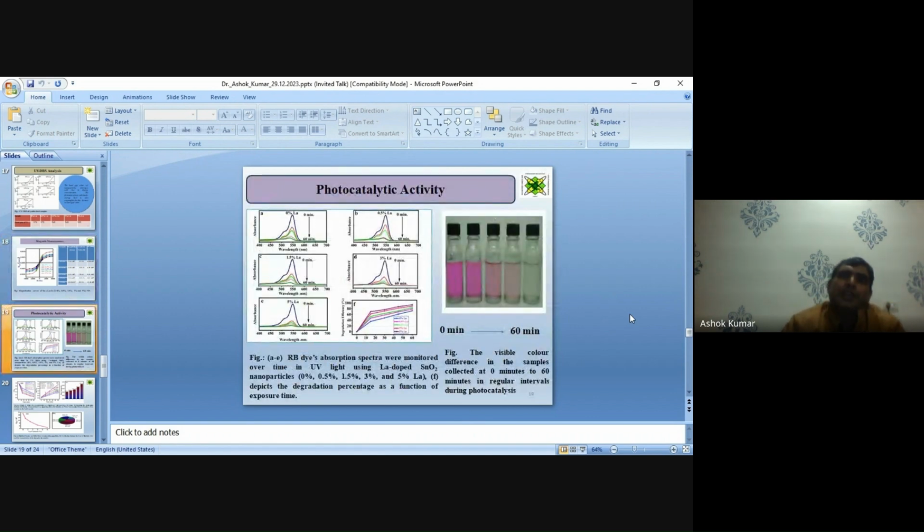These are the photocatalytic activity results for the degradation of Rose Bengal dye. What we have done here is we have taken the solution of RB dye, taken a small amount of the catalyst, and performed UV absorbance measurements at different time intervals after 15 minutes. We can see the sample with maximum lanthanum content shows the degradation of RB dye to the maximum extent as compared to the sample having 0% lanthanum.